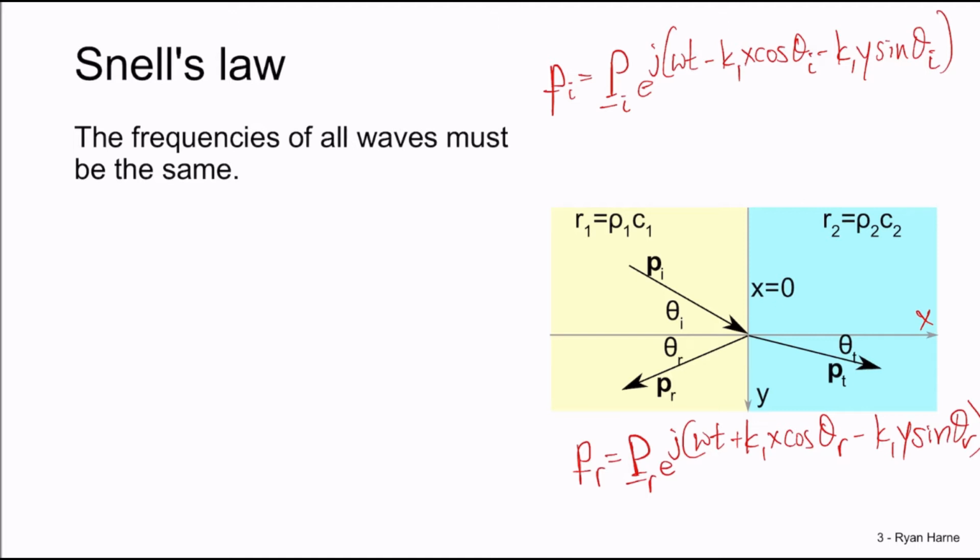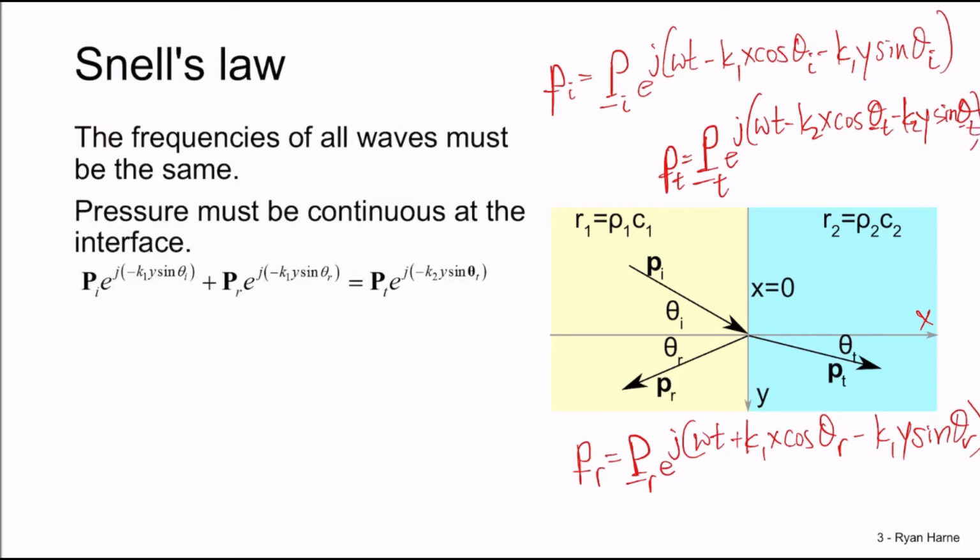Our transmitted acoustic pressure, P sub t, has amplitude capital complex P sub t, e to the j of omega t minus k2 x cosine of theta t, which will make as complex, and we'll learn more about that soon, minus k2 y sine complex theta t.